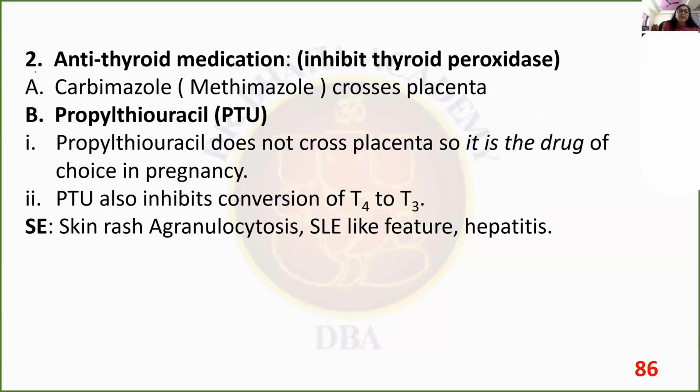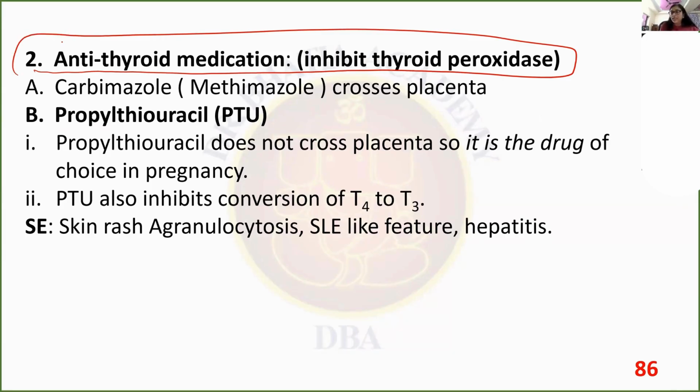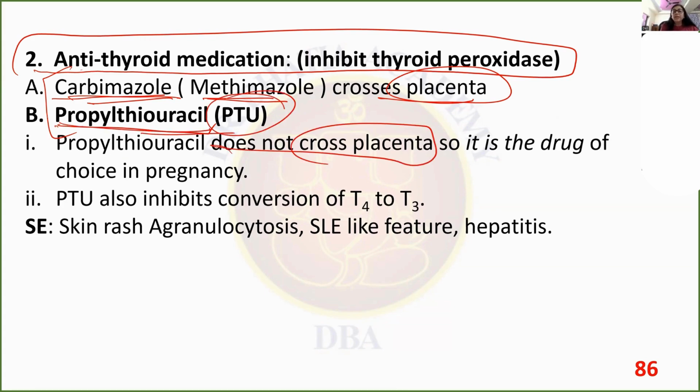The mainstay of treatment is anti-thyroid medication that you must have read in your second year MBBS, that is carbimazole and propylthiouracil. Both put together are known as thionamides. So carbimazole, that is methimazole, crosses the placenta. Propylthiouracil will not cross the placenta, so it is safe in pregnancy.